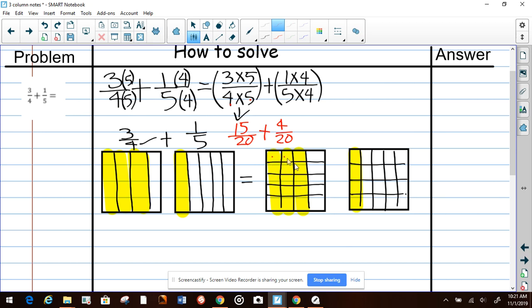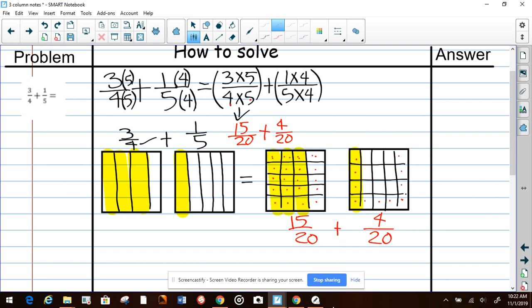Let's count: 1, 2, 3, 4; 1, 2, 3, 4, 5. 5 times 4 equals 20. And there are 1, 2, 3, 4, 5, 6, 7, 8, 9, 10, 11, 12, 13, 14, 15 twentieths. So now we know that this is 15 twentieths. And this has to be the same amount. Let me do that below. This has 20 parts: 5 times 4 equals 20. And how many are highlighted? 4.